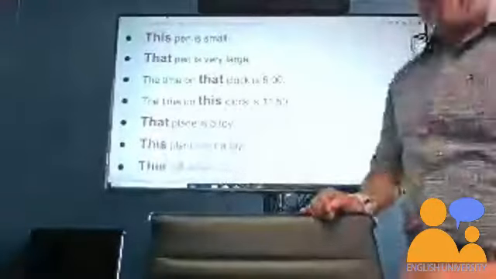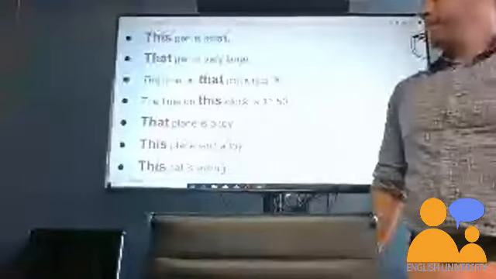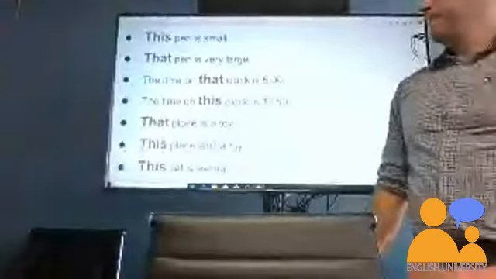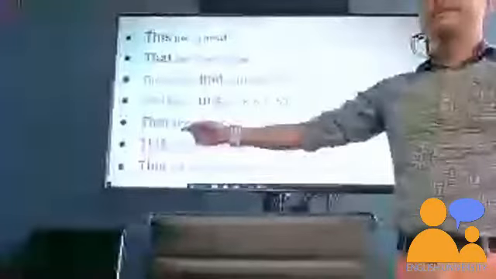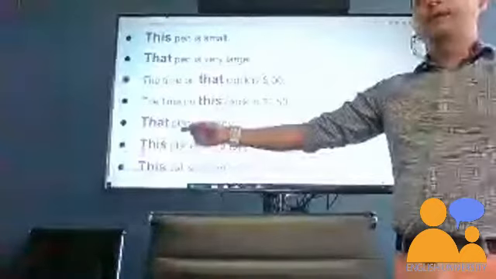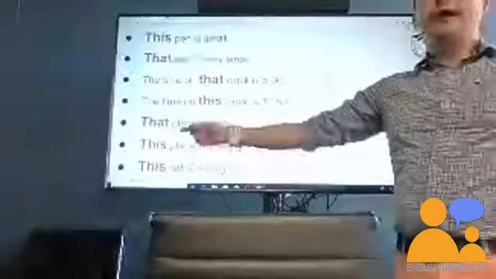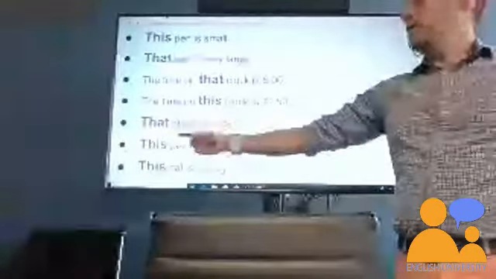The time on this clock. The time on that clock is 5. How many planes? That plane. Close or far away? Far away. Good. And this one?